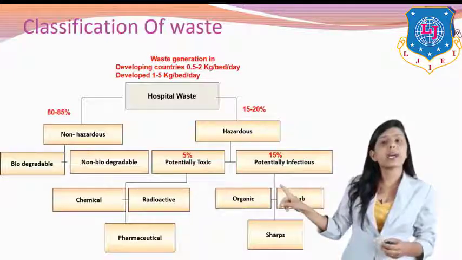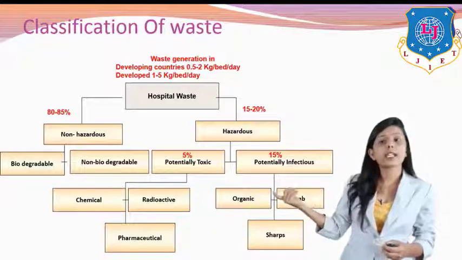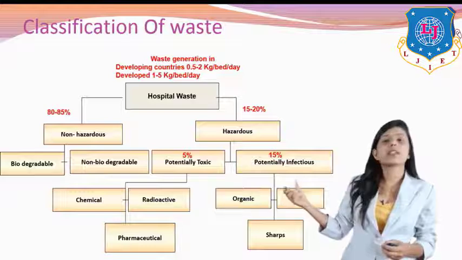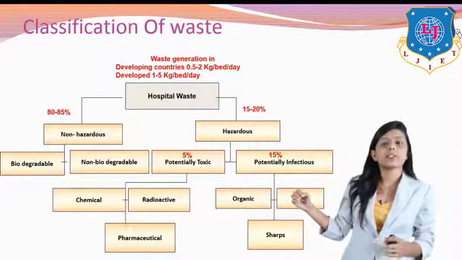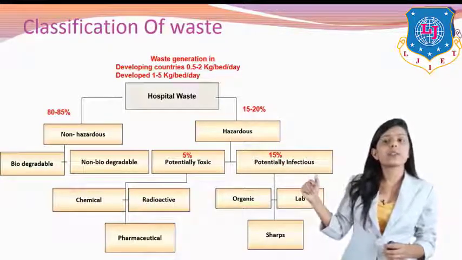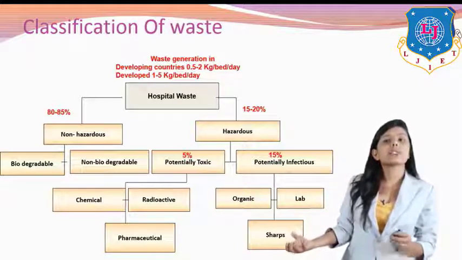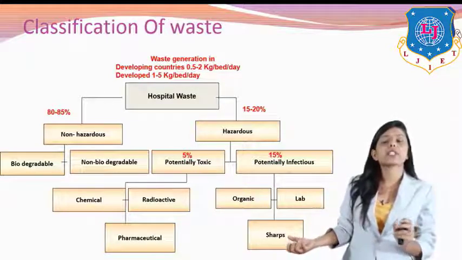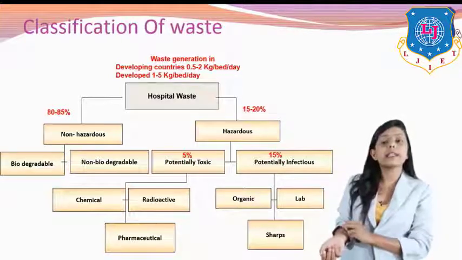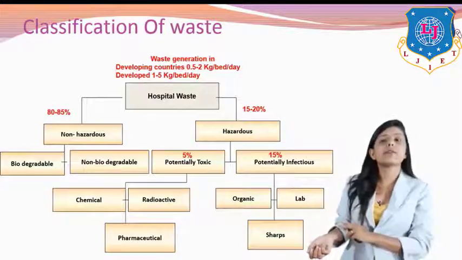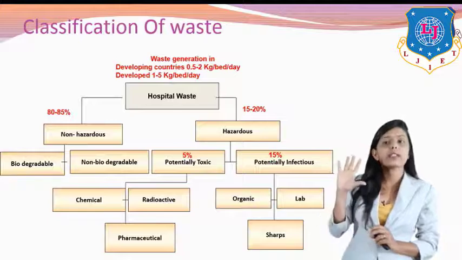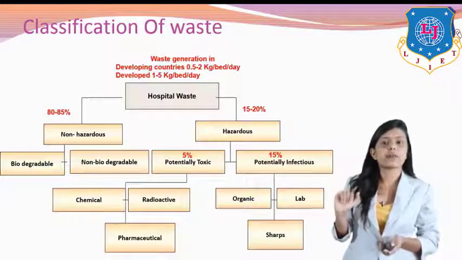Toxic waste mostly comes from radioactive elements, chemical laboratories and pharmaceutical waste. And potentially infectious waste is organic waste, laboratory waste and waste which are sharp elements which can cause a cut in our body and then transfer the infection into our body. That is known as potentially infectious waste.